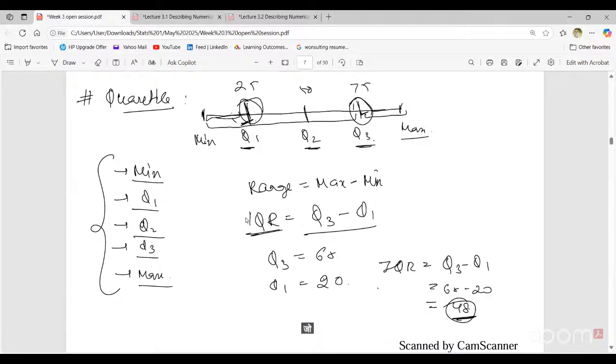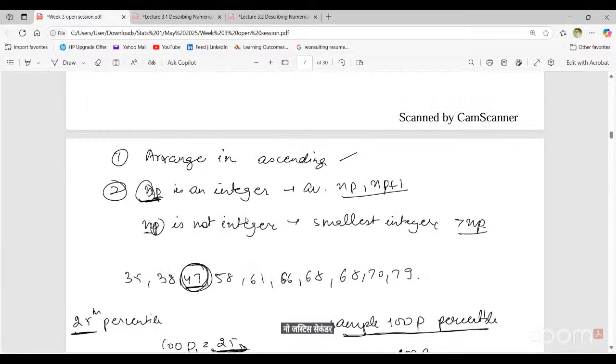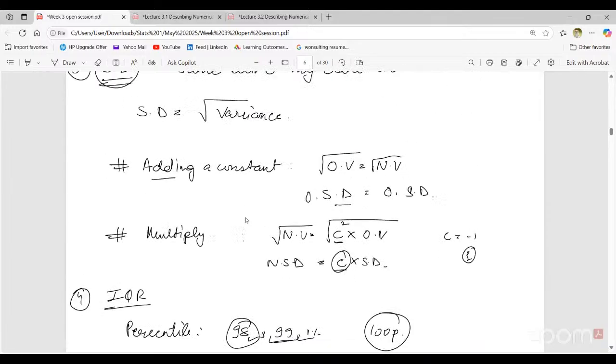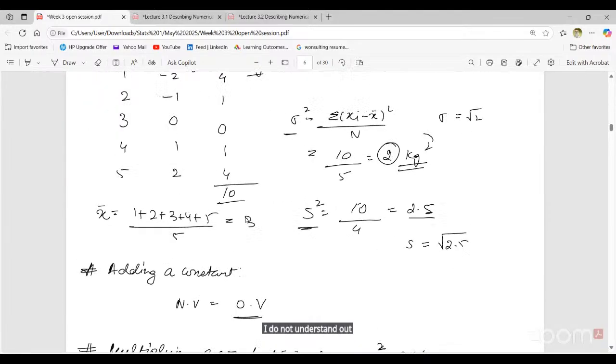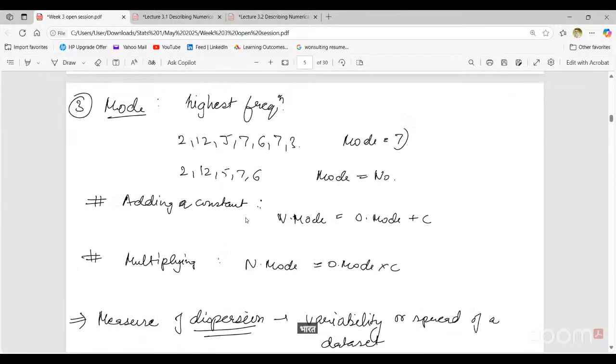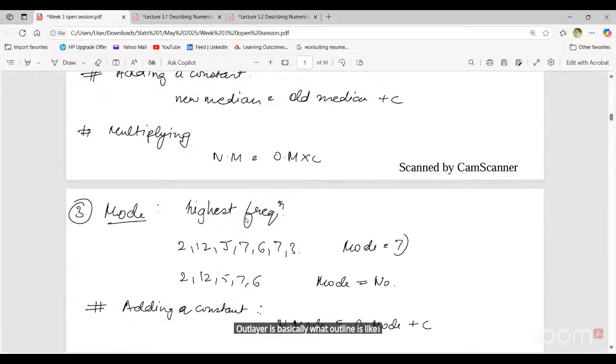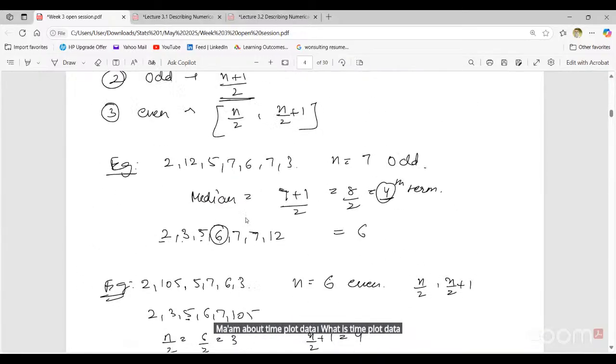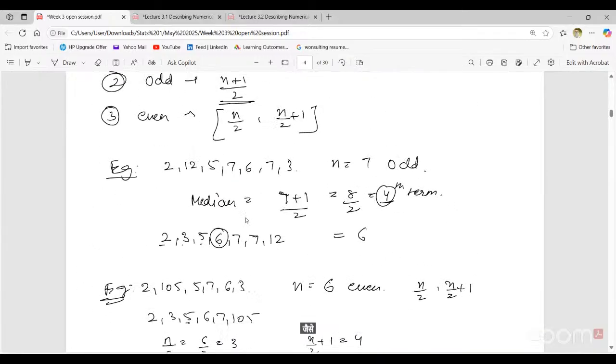No, just a second. Arat, you are talking about outlier, right? I don't understand. Pardon, ma'am? Ma'am, like about time plot data. What is time plot data? Just a second. Can I just clear the doubt of Arat first? Time plot is about time series data, I think.